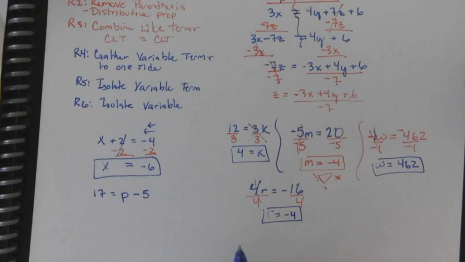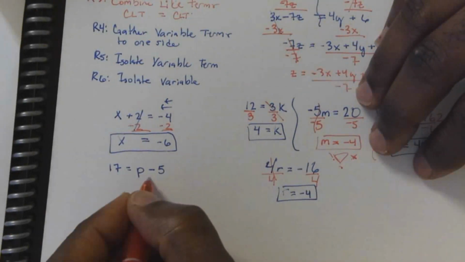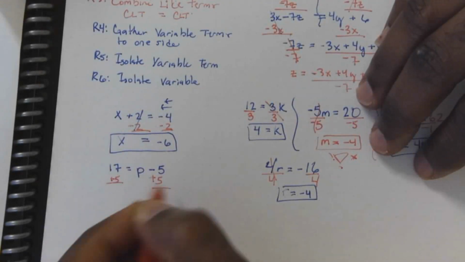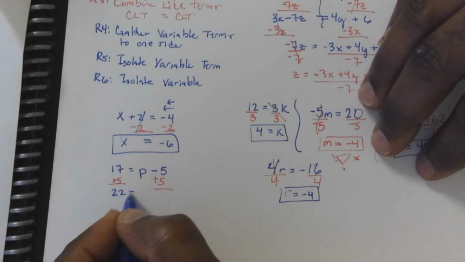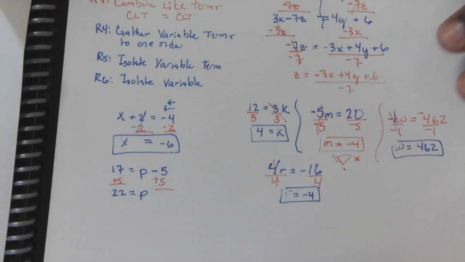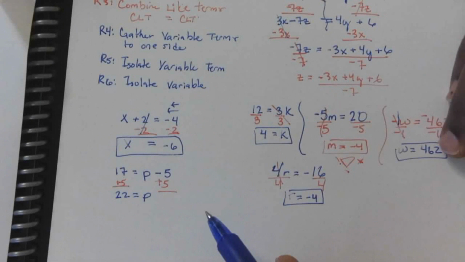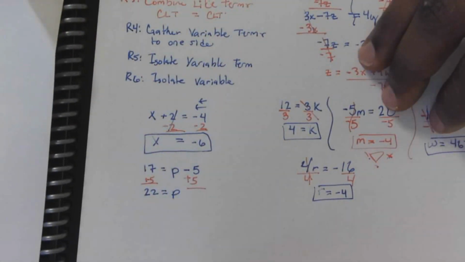All right. What are we going to do? Who are we trying to get by themselves? Who's over there with the P? What is -5? It's a constant, right? How do we move a constant? So we've got to move that -5 by adding 5 to both sides. They're both like terms. What do we get? I know you're right, because 22 minus 5 equals 17.